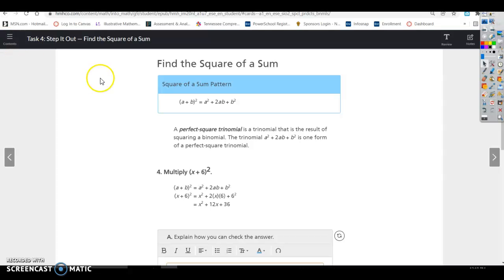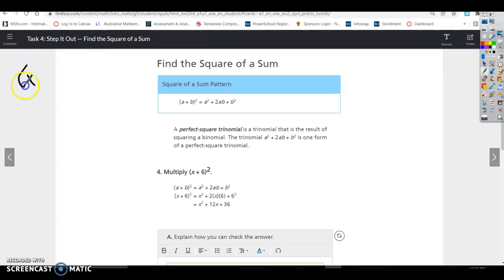All right, so a perfect square trinomial is a trinomial that is the result of squaring a binomial. The trinomial a squared plus 2ab plus b squared is one form of a perfect square trinomial. All right, so multiply x plus 2 squared. I want to look at this closely because a lot of kids forget the middle term. And if you forget the middle term, you're going to get it wrong. So it's very important to make sure that you get that 2ab in the middle. So understanding what that is is very important.